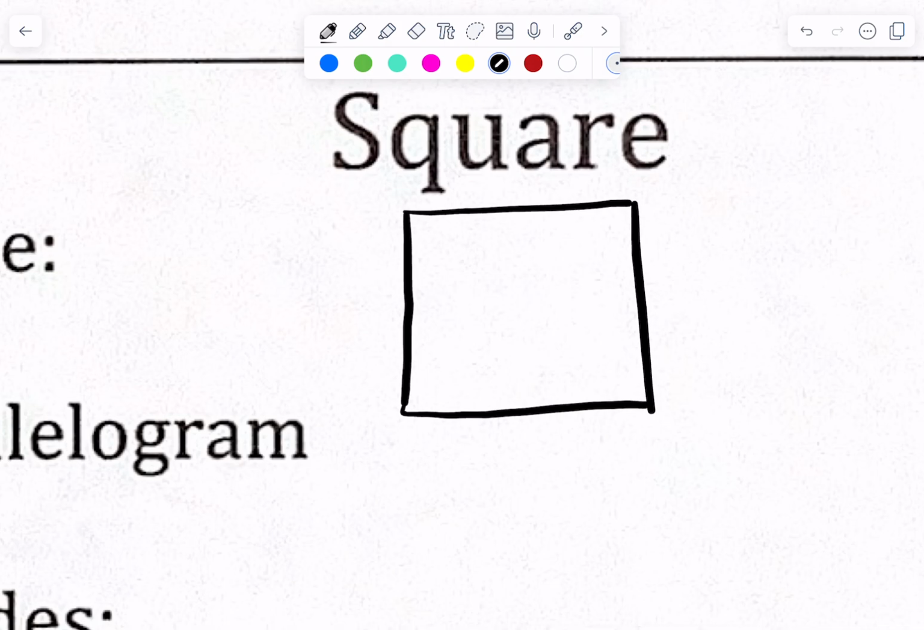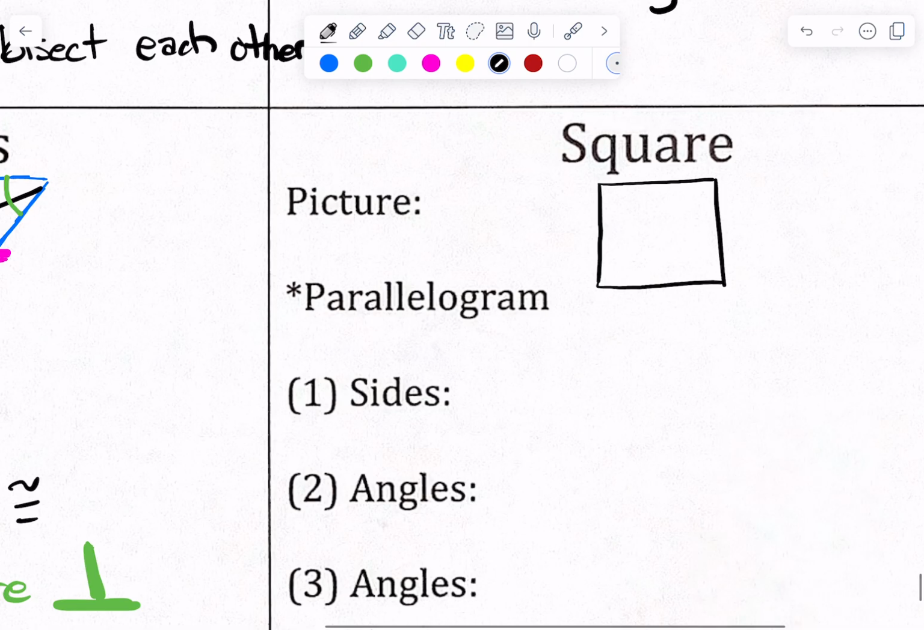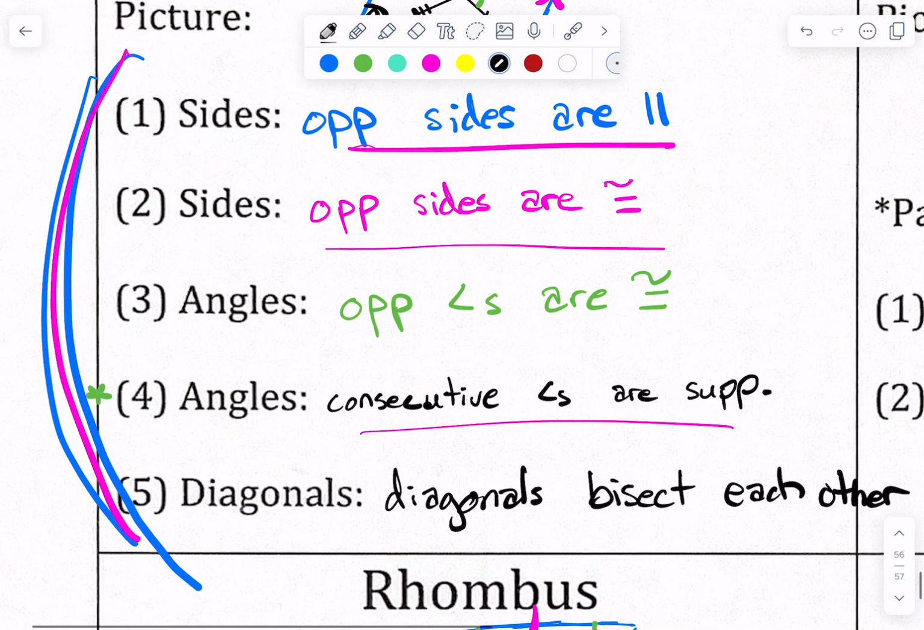All right. Square. Draw your square. Okay? A square is a parallelogram. That's a star. That means all of these things already apply. The opposite sides are parallel. The opposite sides are congruent. The opposite angles are congruent. Consecutive angles are supplementary and the diagonals bisect each other.